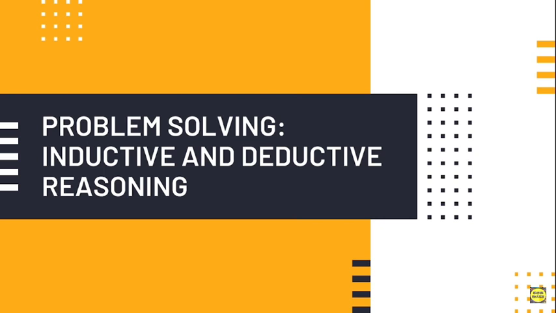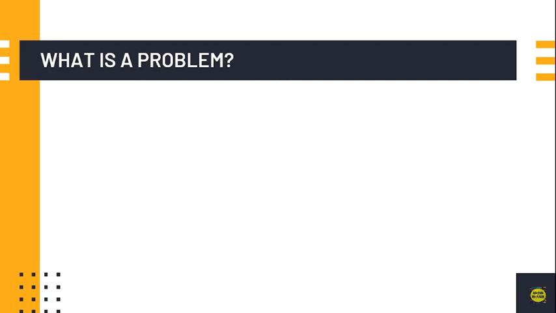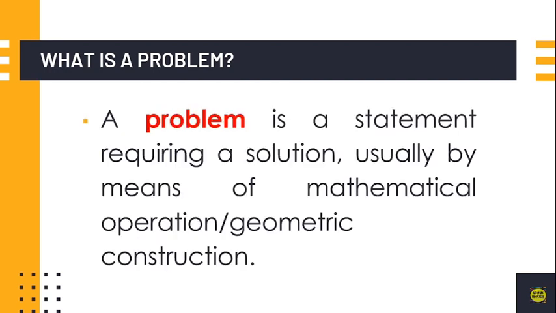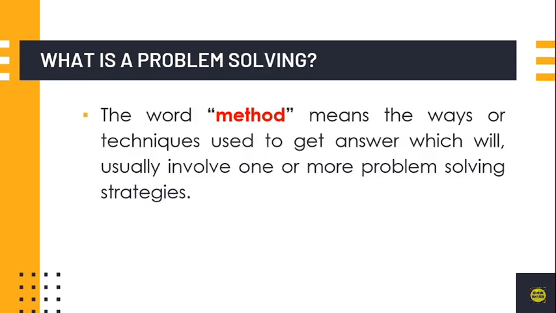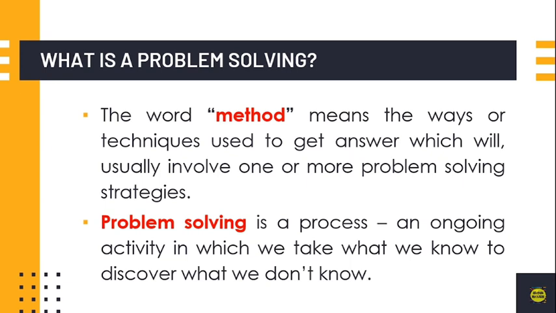Okay, so first, what is a problem? A problem is a statement requiring a solution, usually by means of a mathematical operation or geometric construction. When there is a problem, it requires a solution. In mathematics, one problem may require different methods or solutions, and it comes up with one single answer. Before problem solving, what is a method?